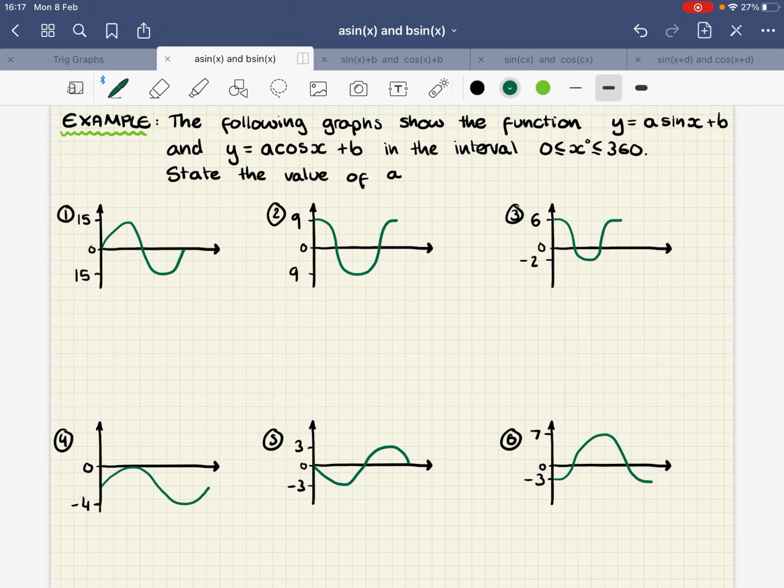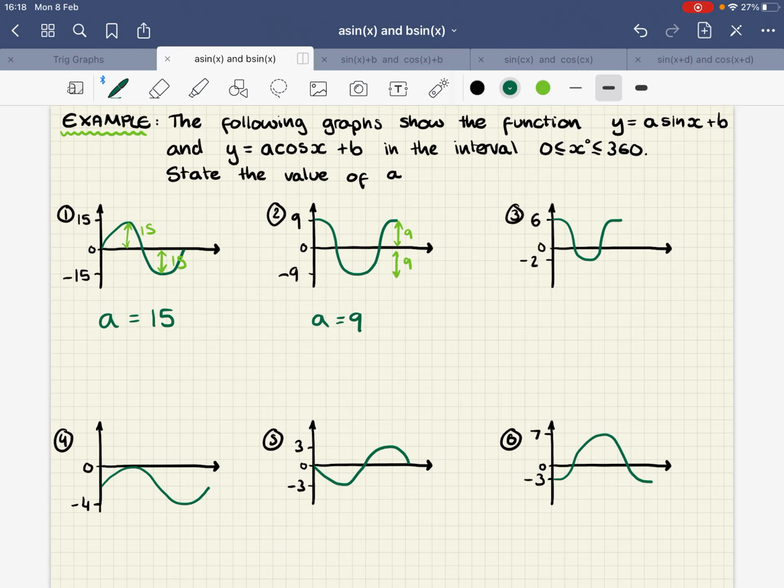So looking at question 1, the distance from 0 to the 15 is 15, and 0 to that minus 15 is also 15. So that means my amplitude, the a, is 15. Same idea for question 2. The height from the middle to the top there is 9, and from the middle to the bottom is also 9. So that means a is going to equal 9.